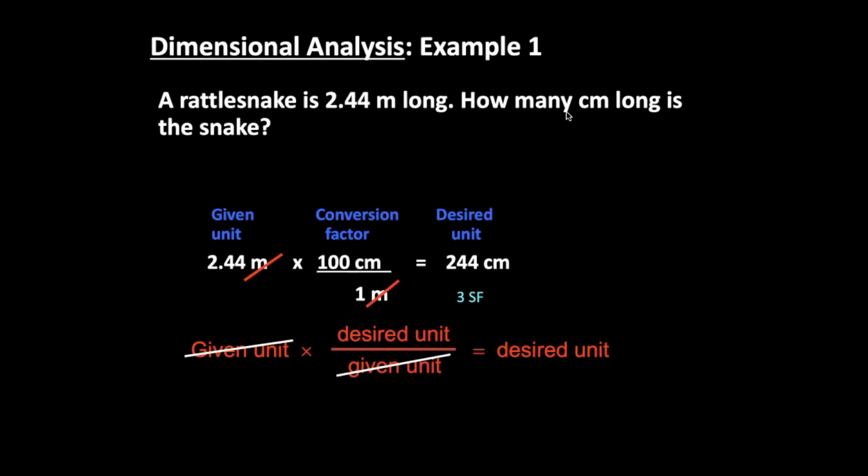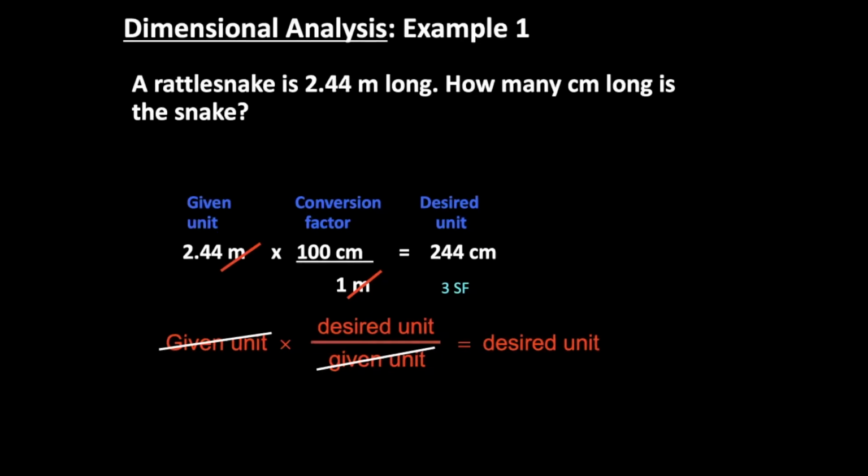It is. Then look at sig figs, or significant figures. That's what that 3 SF is for. So with equalities, which give us a conversion factor, those are exact. Remember from learning about significant figures. So therefore, I can just look at the significant figures in what was given. So the 2.44 has 3 sig figs. So that is what's going to be in my final answer. 244, and I'm good.